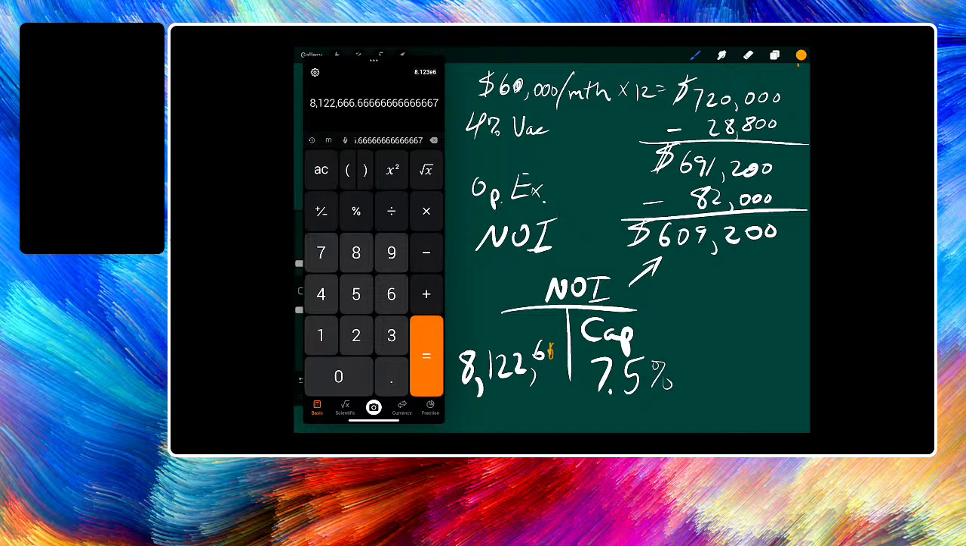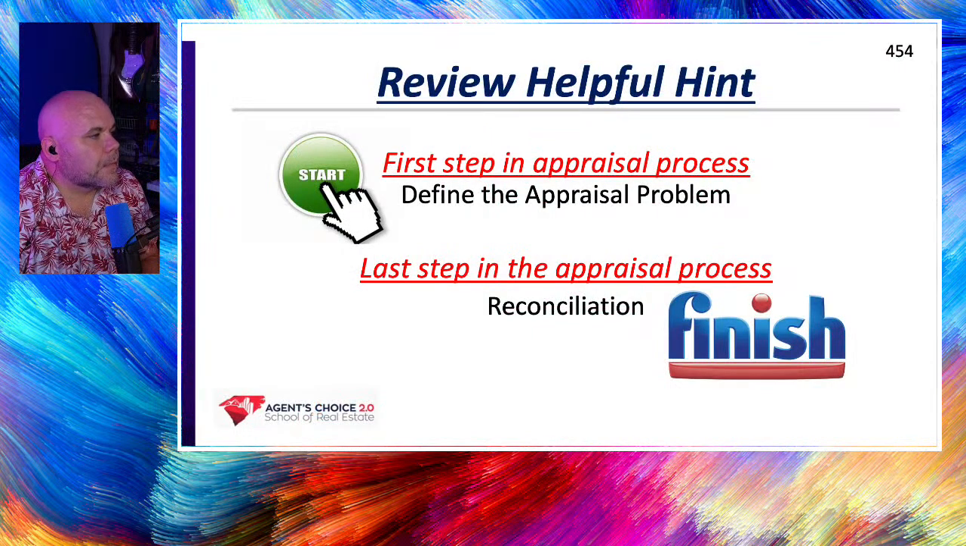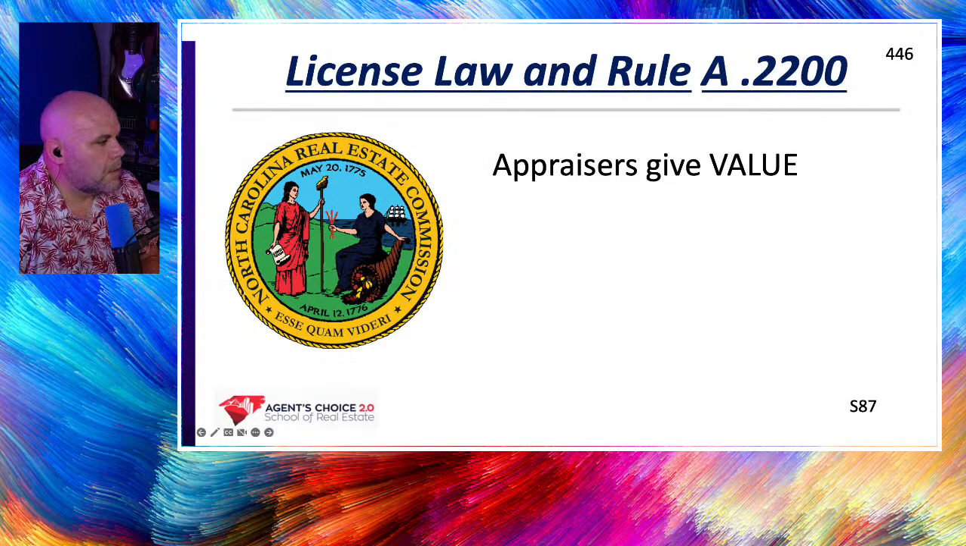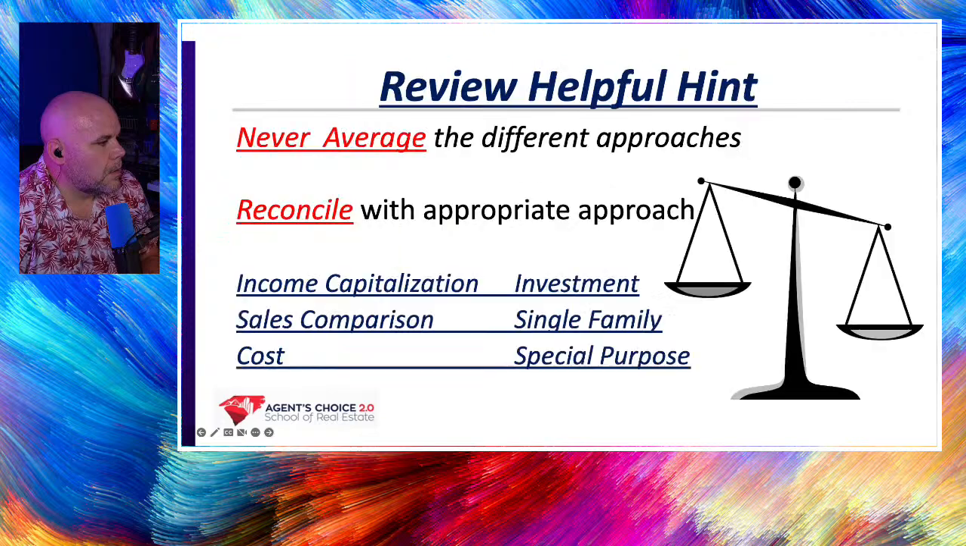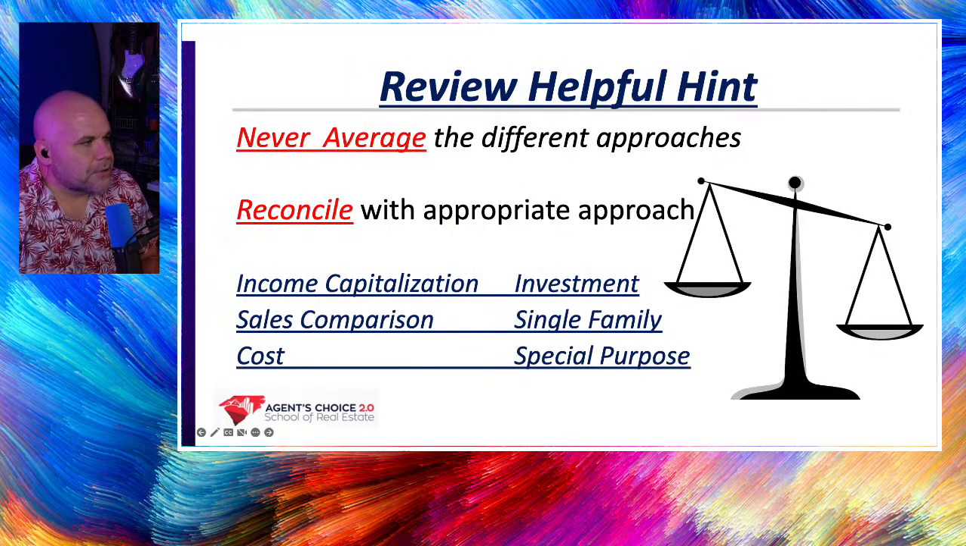Other things to take away, testable things: don't average the three approaches. Never average them, weight them. Give weight to the one that's the best match for the type of property. If it's an investment property, you'll give more weight to the income approach, the value the appraiser got using the income approach. The sales comparison approach is the one you will pay more attention to if it's a single family or land. And if it's a special purpose property, you would pay more attention to the cost approach.